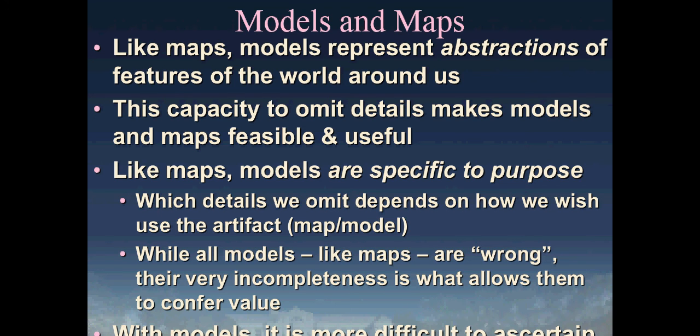So models and maps are specific to purpose. Which details we leave out depend on how we're going to use them. And a model like a map is useful because we can use it in a more facile, more lightweight way if we leave out a lot of detail. And you could say at some level that all maps are wrong. It's a wrong depiction of Saskatoon. And maybe that's true from a certain philosophical standpoint, but I would argue that it's probably not a very helpful position to take at a practical level. It's actually the fact that a map is incomplete that allows it to confer value. And similar with models, the fact that they leave out information is key to deriving value from them.